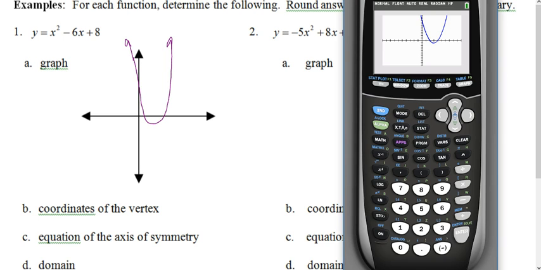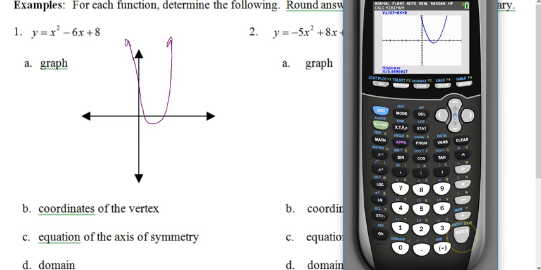Coordinates of the vertex. So how do we find the vertex on this graph? The minimum, right? Okay, so we go second calc, number 3 is minimum. Okay, left boundary. So I just need to be to the left of this. I'm just going to arrow down a bit. So, okay, so that's the left boundary. Then I want a right boundary, which means I need to go past this and back up again. Okay, so it's going to go up a little bit. Right boundary. And then I want to guess, which means I'm going to head down to about where I think the minimum is, or pretty close to it.